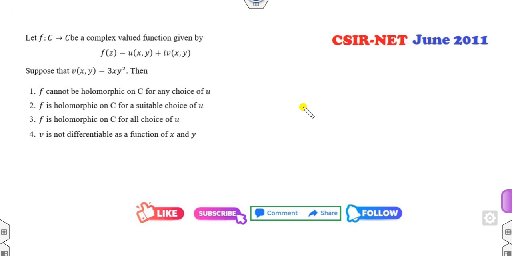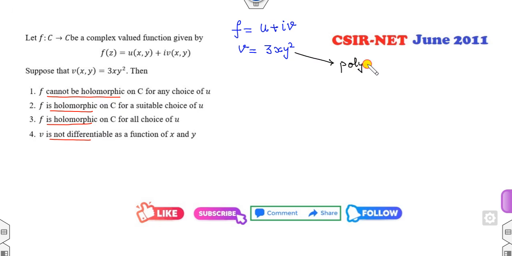Now let's start with the PYQ series. What is given to you? F is a function defined as u plus iota v, such that v is 3xy squared. Then which is correct: f can't be entire, f is entire, f is not differentiable? First of all, v is a polynomial. Every polynomial is differentiable. So v is not differentiable is cancelled.